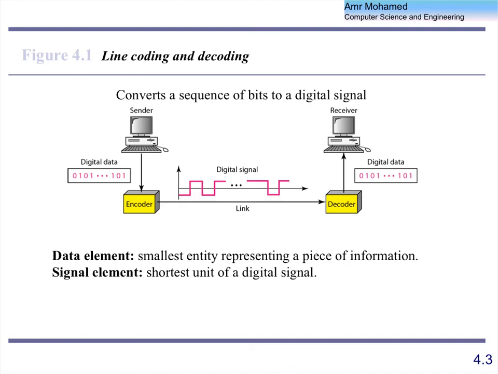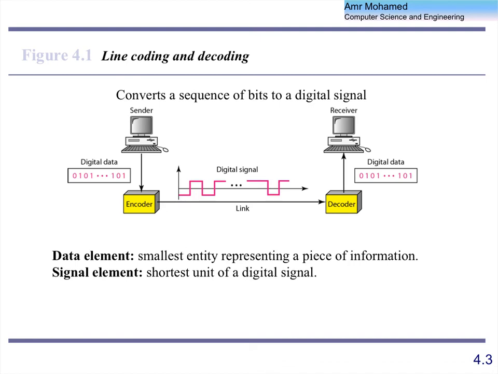Okay? So in the previous chapter we talked about a stream of bits, and then we said that we can represent this stream of bits using one digital signal. So one data element is represented by one signal element, and in that case we can transmit this digital signal using one harmonic or 2 harmonics or 3 harmonics and so on, right?